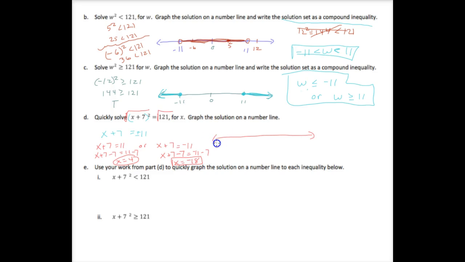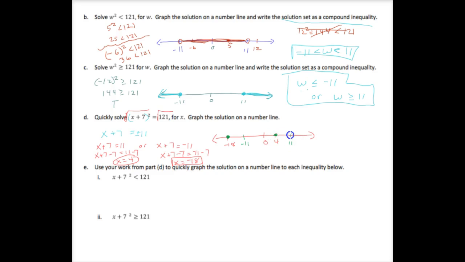Now notice, this is interesting. This really comes up with something very interesting. I'm going to go ahead and graph the 0, and I'm going to graph my 4 and my negative 18. Now, what would be interesting is to think about where my 11 and my negative 11 were. Negative 11 and 11. And, okay, let me go back to this. First of all, dot on here, negative 18 and 4.